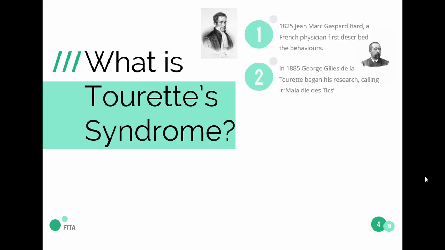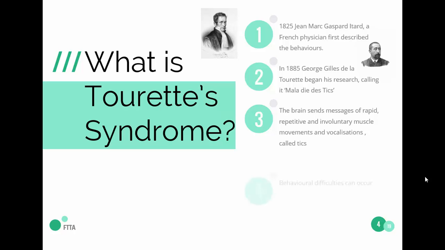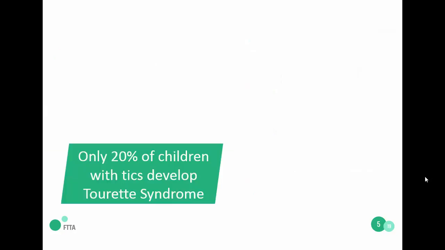In 1885, that person with that French name began his research, and notice that there's about 60-odd years difference there, which is quite a long time. The brain sends messages of rapid, repetitive and involuntary muscle movements and vocalizations called tics. Yep, we already know that. Behavioral difficulties can occur sometimes, however, it does not affect intelligence. Only 20% of children with tics will develop actual Tourette syndrome, so they get to the point where it's an actual syndrome that's significantly affecting their life.